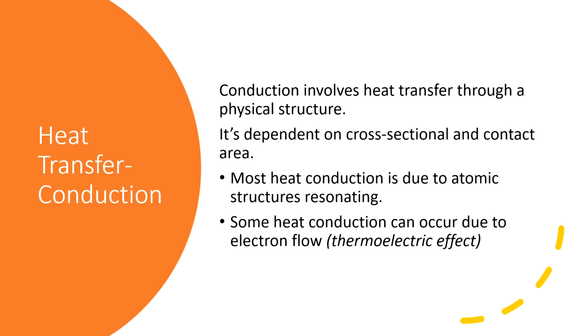Now, most of that is due to the atomic structures and molecules resonating and bumping into each other, but there's a special kind of conductivity that's kind of like atomic scale convection. You have electrons that can pick up thermal energy and flow somewhere else. They go from the hot region to the cold region, and you can actually put two types of metal together in a junction and create a continuous current. That's called the thermoelectric effect.